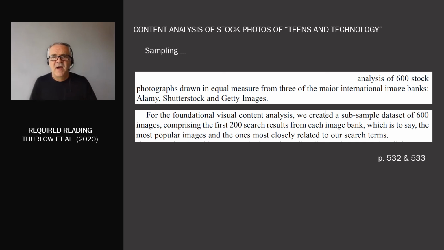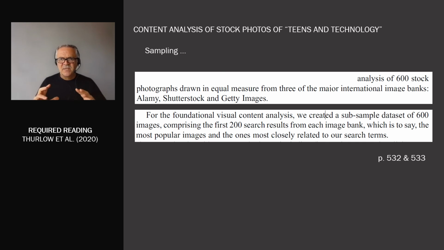Then on pages 532 and 533, you can also read about our sampling procedure. In a nutshell, we made a data set by sampling 600 stock photos, top sliced, from the world's 3 largest image banks, Getty, Shutterstock, and Alamy. So that's 200 from each image bank. And as you can see from the second excerpt here, we deliberately took the photos identified by the image bank itself and from our search as the photos that are considered most popular or most relevant.